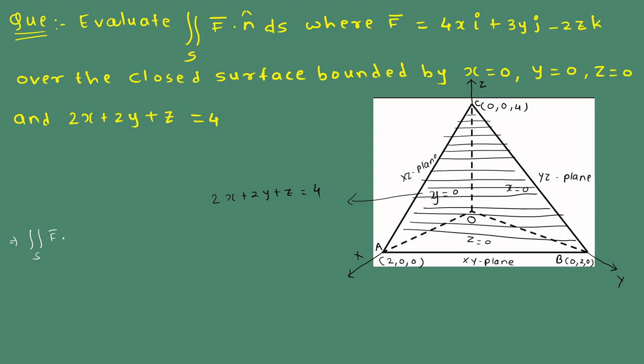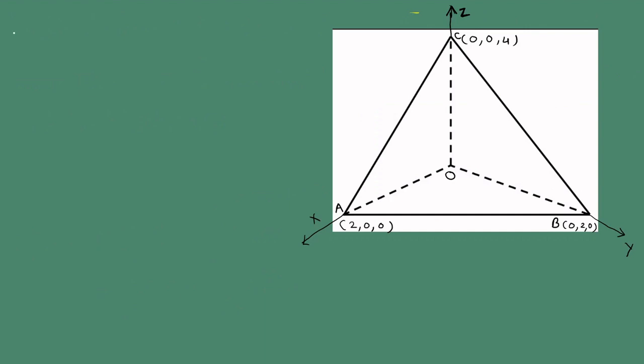So we can write the double integral over S of F dot n cap dS equals the double integral over S1 of F dot n cap dS plus the double integral over S2 of F bar dot n cap dS plus the double integral over S3 of F bar dot n cap dS plus the double integral over S4 of F bar dot n cap dS. We mark it as 1. Because S has four sides, we have to distribute this surface integral into four parts.